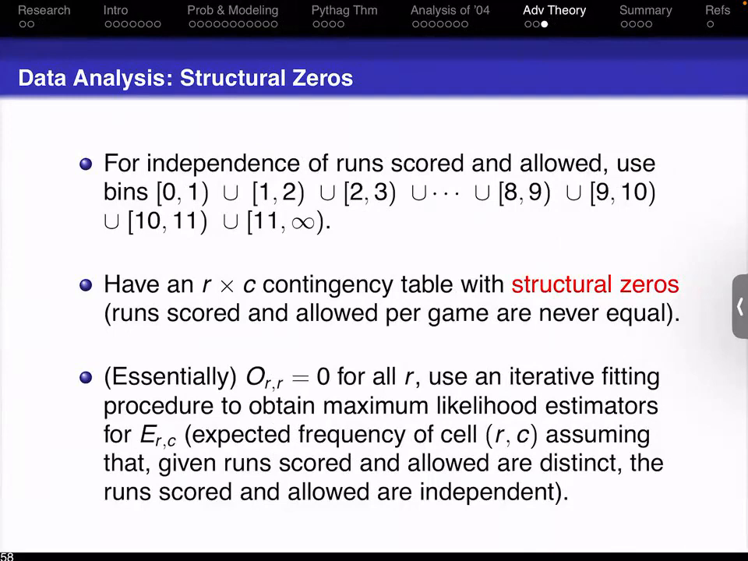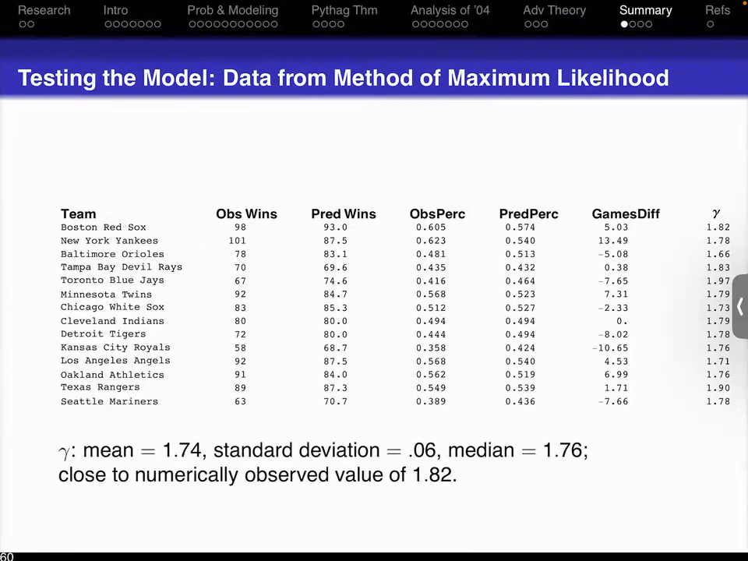But to just briefly summarize, if we look at the data from 2004 and how many games we're off by on average, we're off by about 4 games. We're getting gammas around 1.74, 1.76, which is pretty close to the numerically observed best value of 1.82. And we got this from a nice, very simple theory. We assumed runs scored and runs allowed were independent random variables drawn from Weibulls. We were led to a nice closed form probability prediction. And we can now get a sense of how much additional runs scored or allowed are worth. All right.